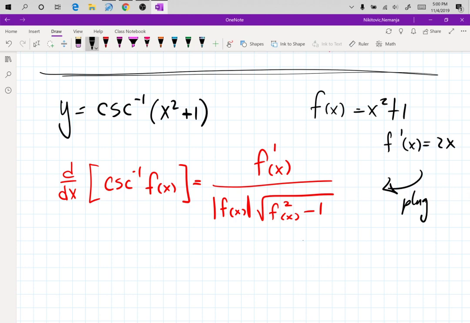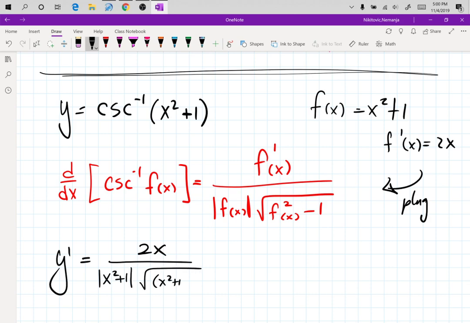So, what's the derivative? What's y prime? It's going to be 2x divided by, and then we have the absolute value of x squared plus 1, square root of x squared plus 1 squared minus 1. And you don't have to have absolute values around x squared plus 1 because that's always positive anyway.